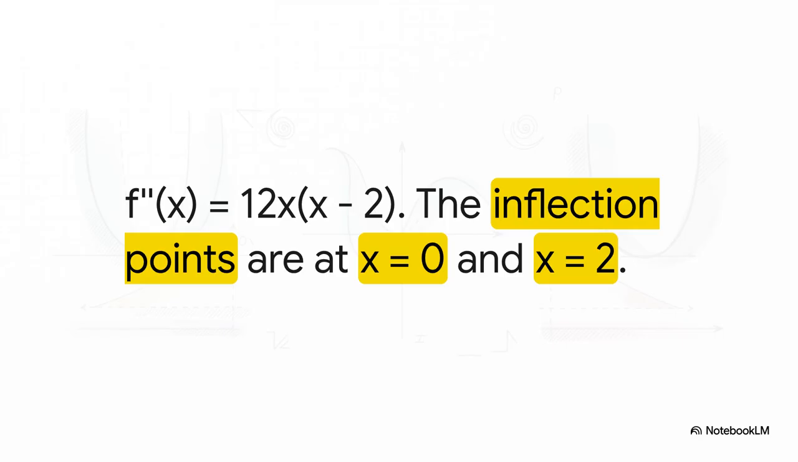So we run through the same steps. We differentiate once, then differentiate again, and we get a second derivative of 12x squared minus 24x. When we factor that and set it to 0, boom, we get two potential inflection points this time, x equals 0 and x equals 2. And a quick check of the intervals confirms the concavity changes at both spots. See? Same process, clear result.